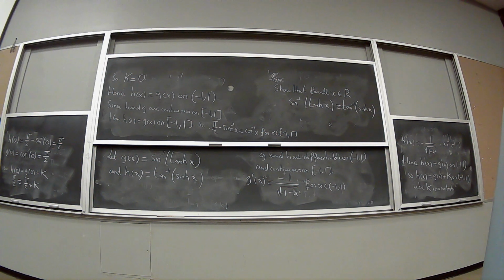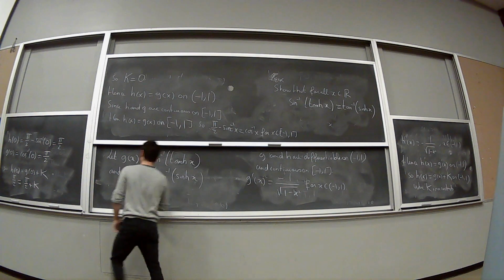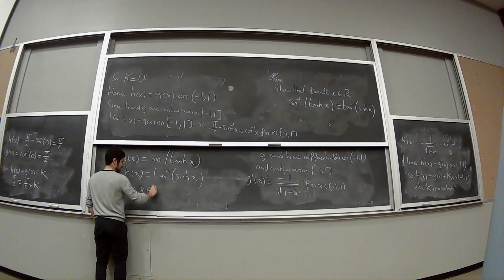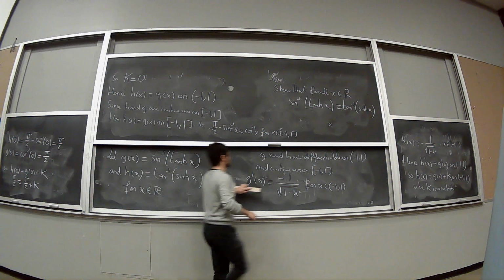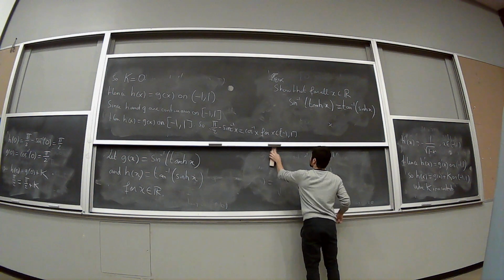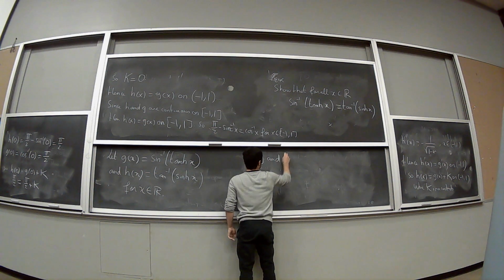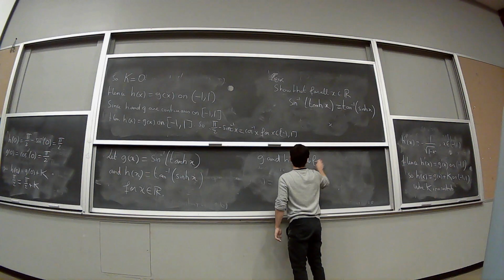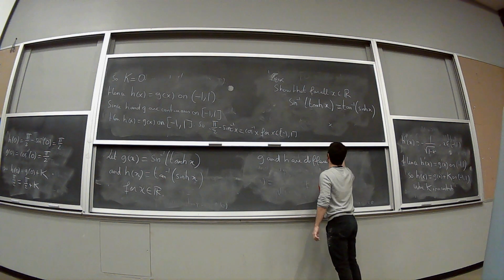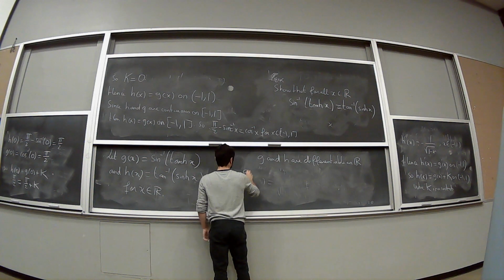Great. Now what do we have to show? We have to show that g prime equals h prime for x in R. I'm afraid of differentiating this, but let's see. I don't think that's bad. So g and h are differentiable on R. You agree?